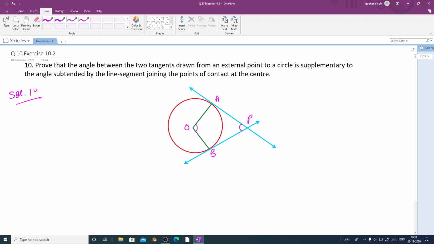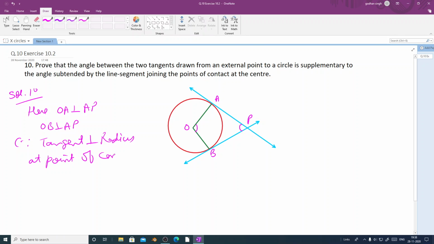Solution 10th one. Here OA is perpendicular to AP, and OB is perpendicular to AP. Why? Because a tangent is perpendicular to the radius at the point of contact. Therefore, we can say that angle A plus angle B is equal to 90 degrees plus 90 degrees, and that is equal to 180 degrees. So let this be equation number 1.